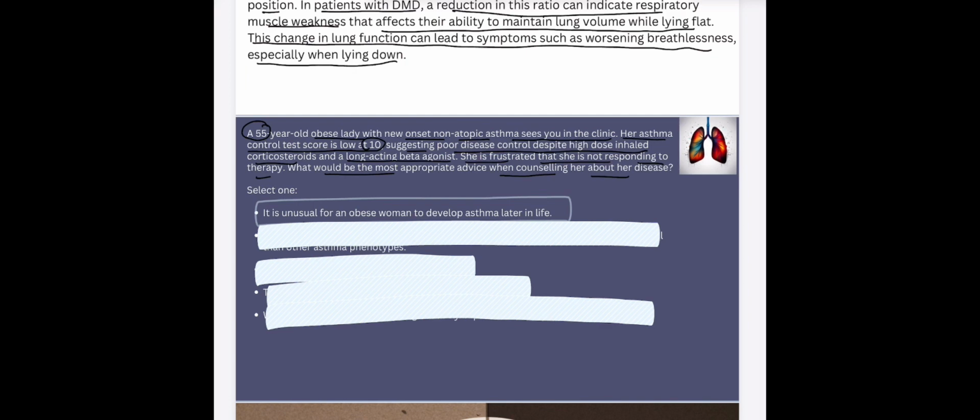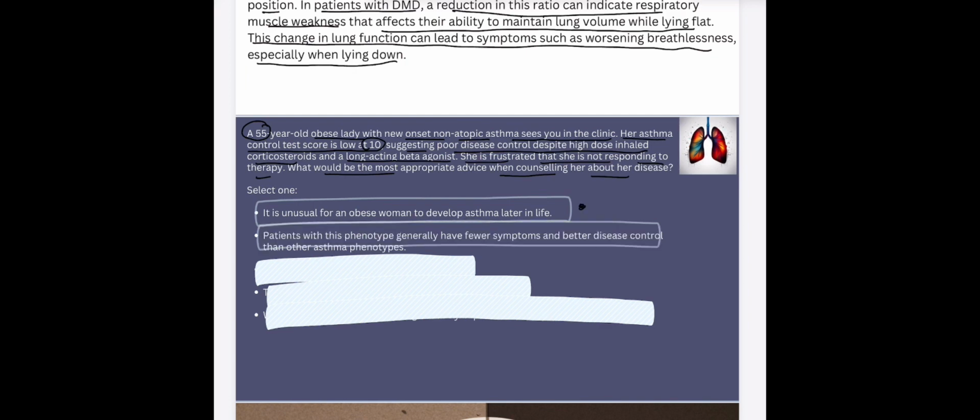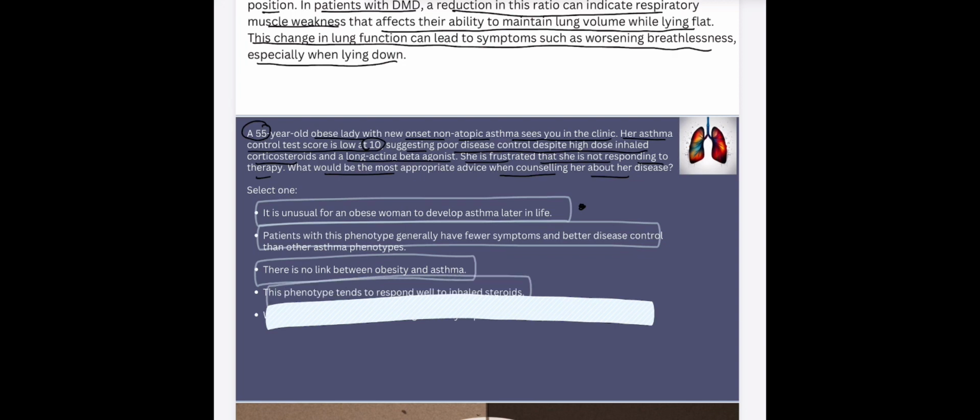It is unusual for an obese woman to develop asthma later in her life. Patients with this phenotype generally have fewer symptoms and better disease control than other asthma phenotypes. There is no link between obesity and asthma. This phenotype tends to respond well to inhaled corticosteroids. Weight loss has been shown to significantly improve disease control and symptoms.